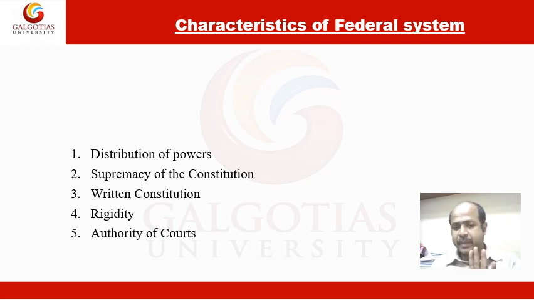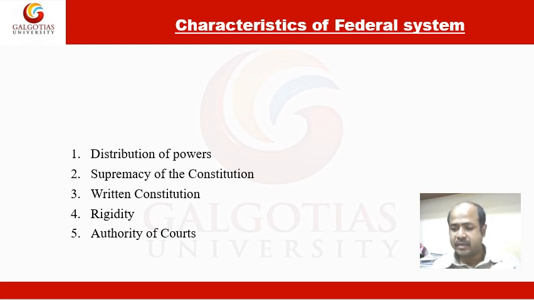Distribution of power, supremacy of the constitution, written constitution, rigidity, and authority of courts. What does it mean? The first is distribution of power. The basic characteristic of the federal system is that there must be two sets of government. One is the central government, the national or union government, and the other is the state government. There must be a distribution of powers between these two sets of government.